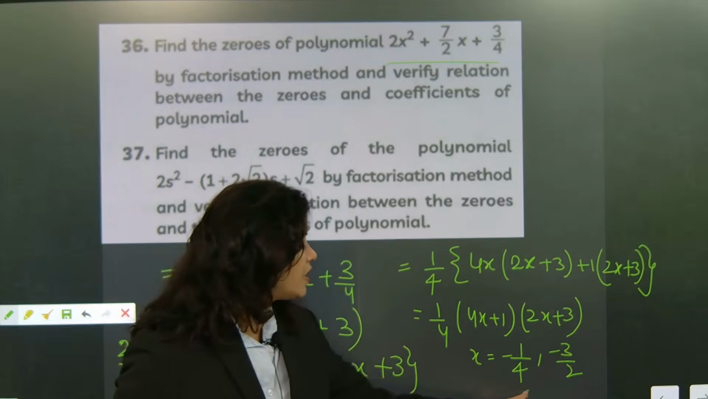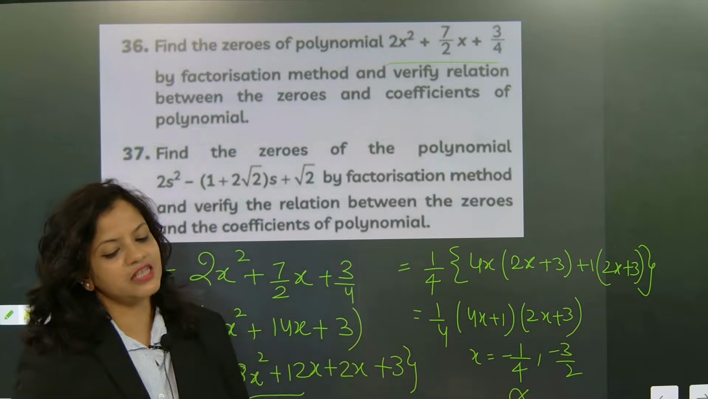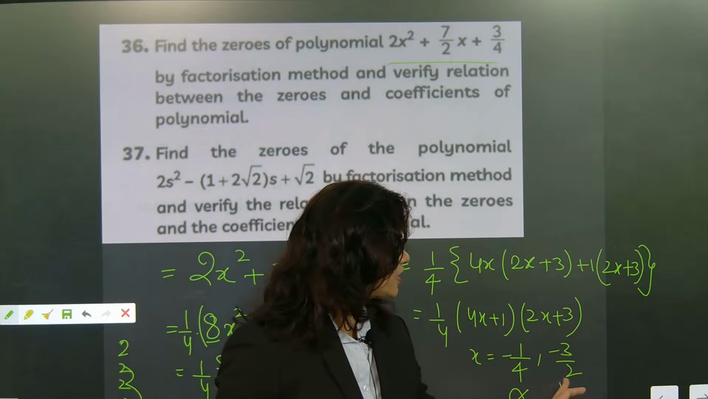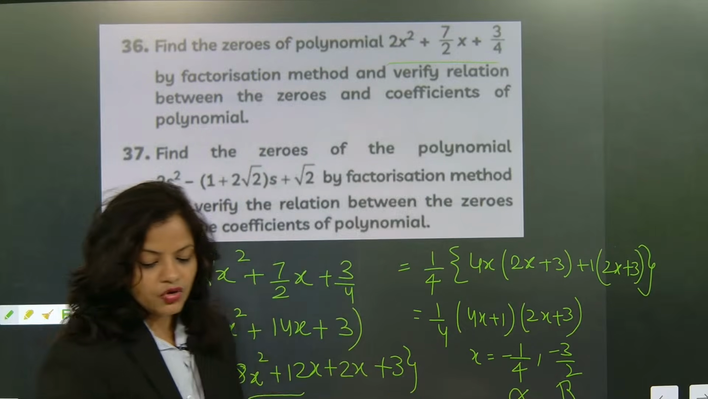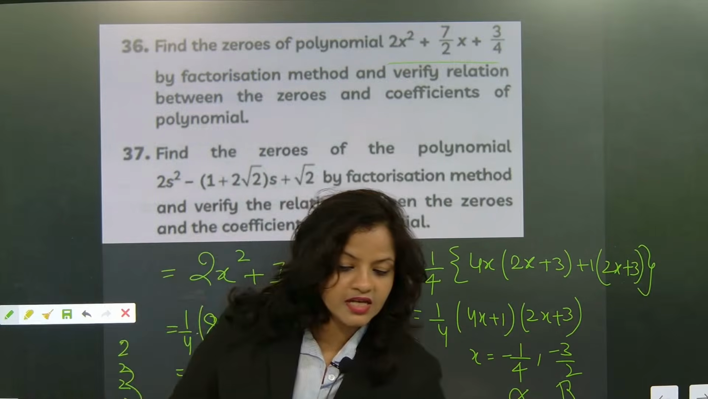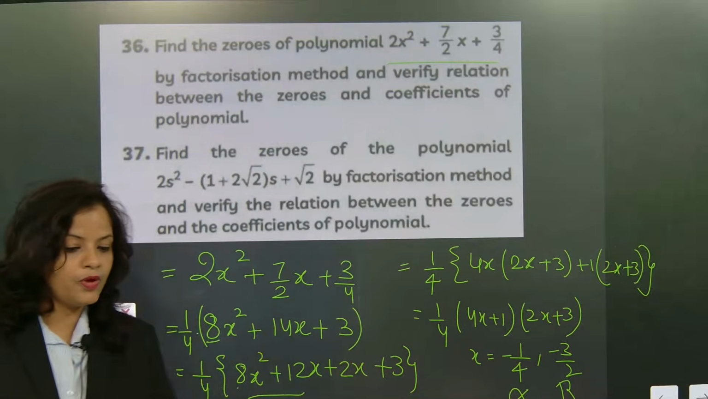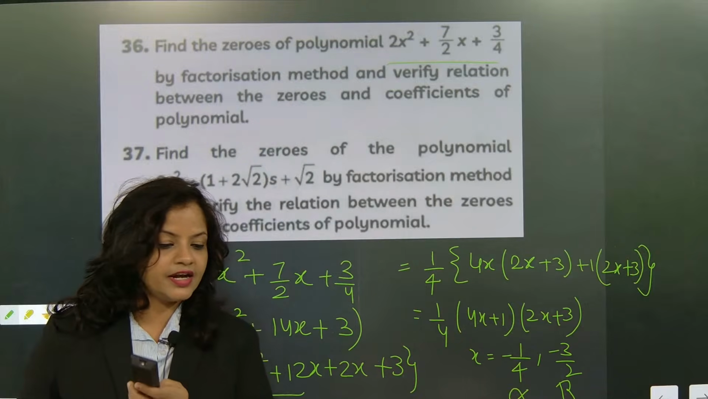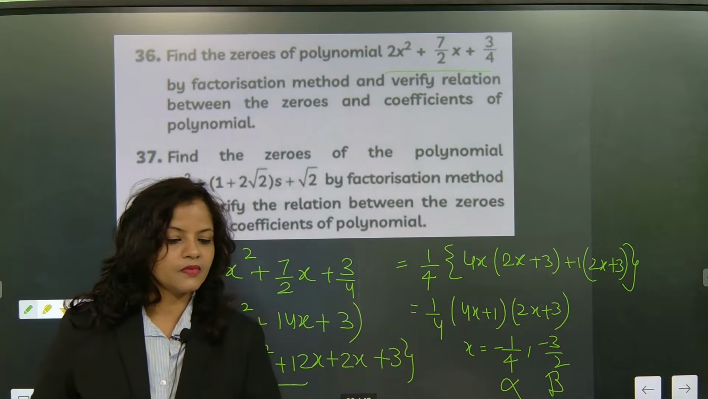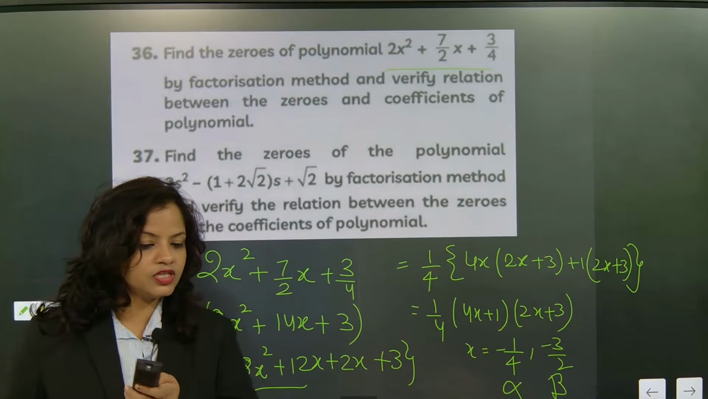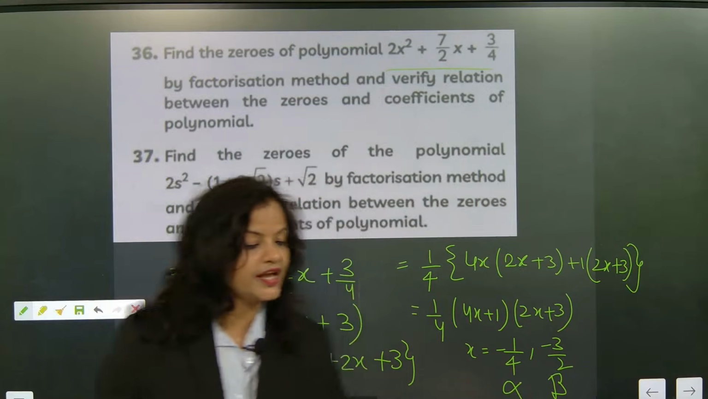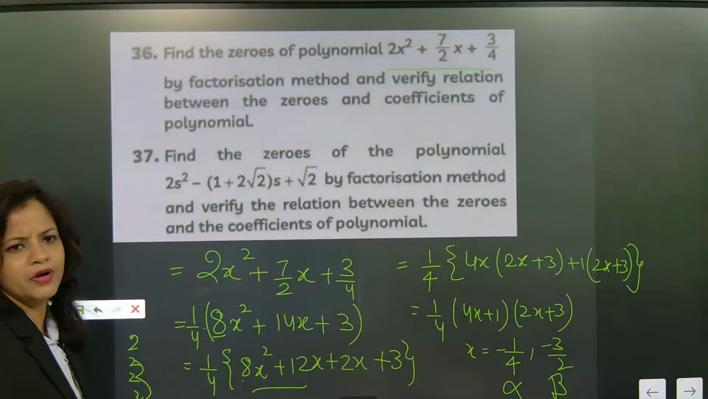One of the zeros can be taken as alpha and the other zero can be taken as beta. So you can do it like this, you can take the zeros as alpha and beta. I hope you have understood, Maha. That's correct only. I hope you have understood this one. So one of the zeros is taken as alpha. Now verification you should be able to do.